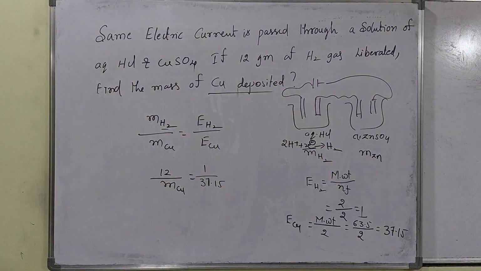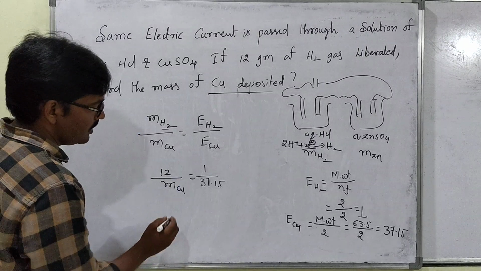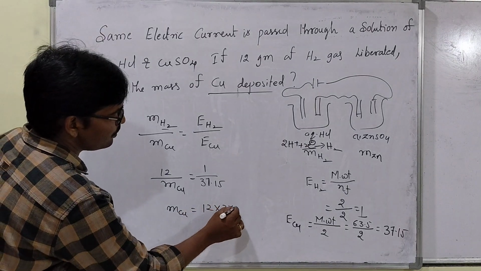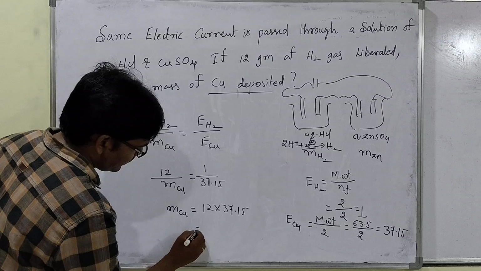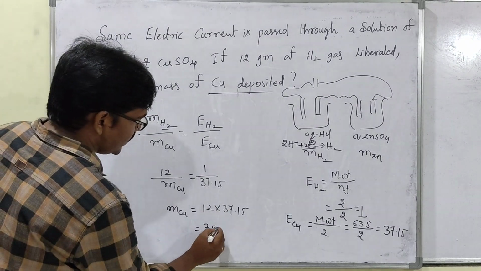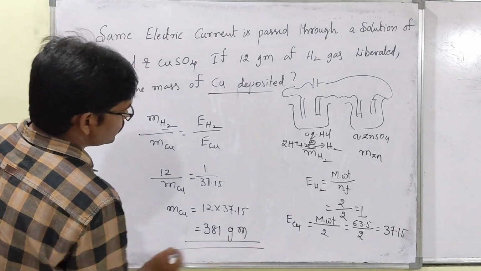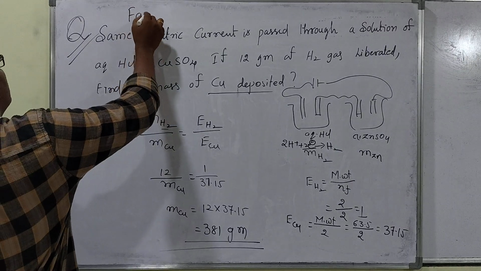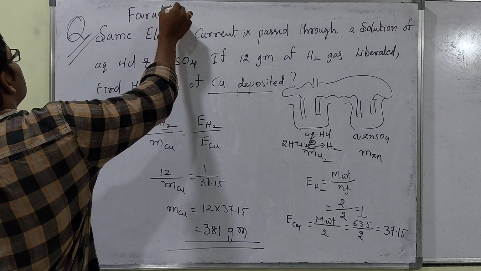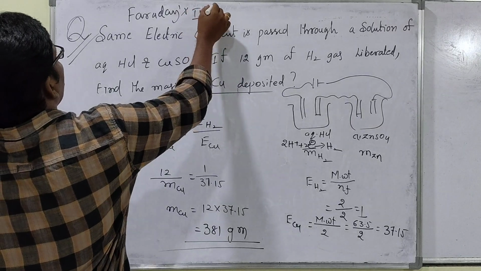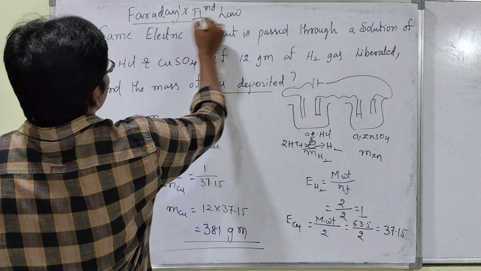Then the mass of copper you have to find out. By cross multiplication, the mass of copper is equal to 12 into 31.75, and you can get the answer, that is 381 grams. So you have to do it like this. This is a Faraday's second law question.